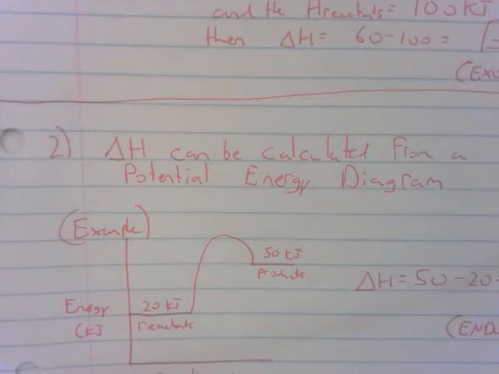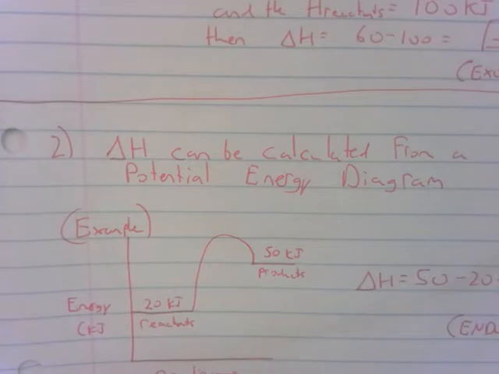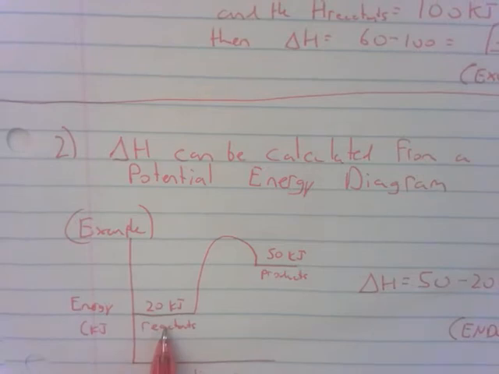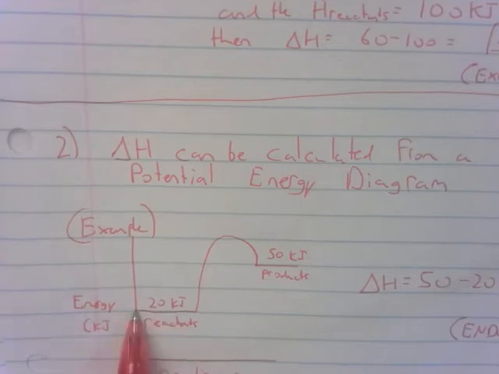giving it in a diagram. So you're asked to calculate delta H given a potential energy diagram. So in this situation, first you have to be given a potential energy diagram like this one, and you have to be given that, once again, the reactants have 20 kilojoules of energy, this time 20 instead of 60 or 100, and the products have 50 kilojoules of energy.